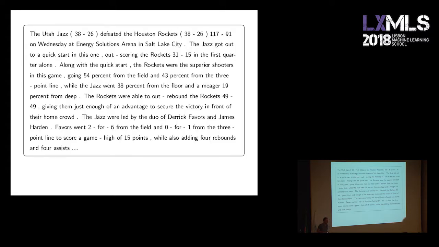So let's look at the output of the system. Here's a typical output that we produce for the system itself. The Utah Jazz, 38-26, defeated the Houston Rockets, 38-26, 117-91 on Wednesday at Energy Solutions Arena in Salt Lake City. The Jazz got out to a quick start in this one, outscoring the Rockets 31-15 in the first quarter alone. Along with the quick start, the Rockets were the superior shooters in this game, going 54% from the field and 43% from the three-point line, while the Jazz went 38% from the floor and a meager 19% from deep.